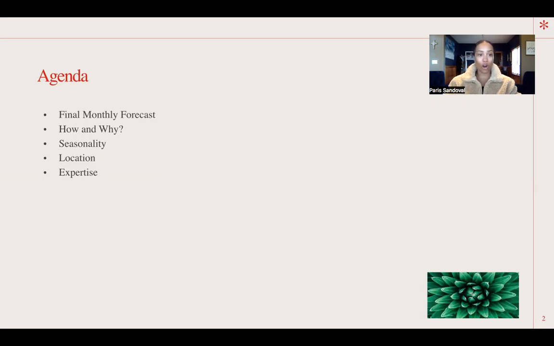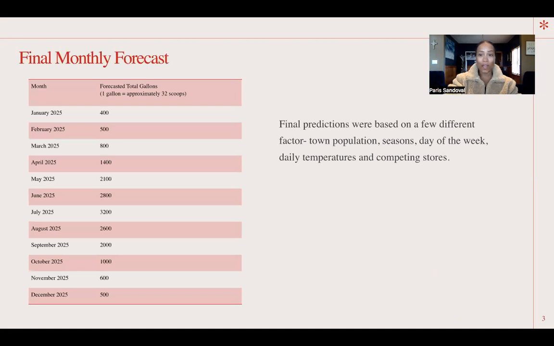So, for our agenda, we're going to talk about my final monthly forecast, how and why I came up with the numbers I did, how seasonality played a role in this. We'll talk about my location currently, and I'll give you my expertise at the end. So if you see here, these are my final monthly numbers. We'll go through each one.